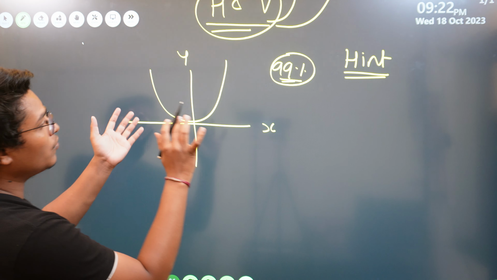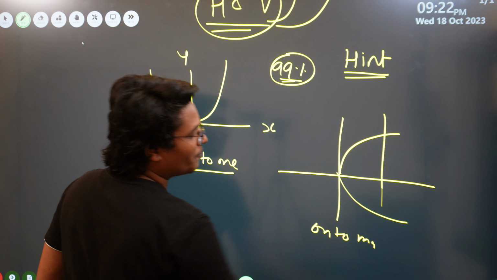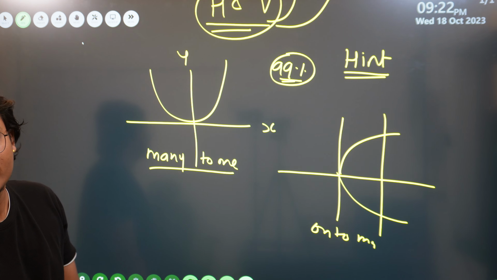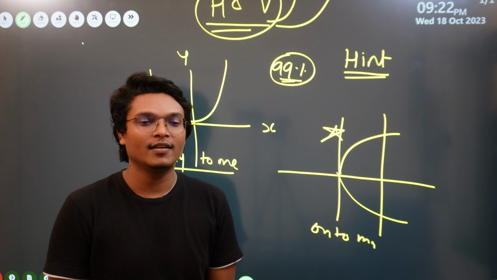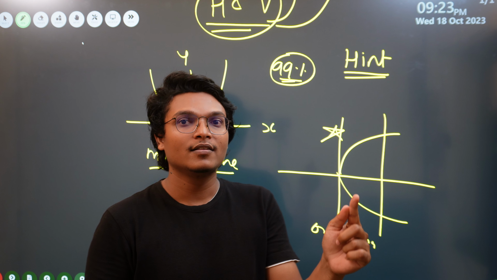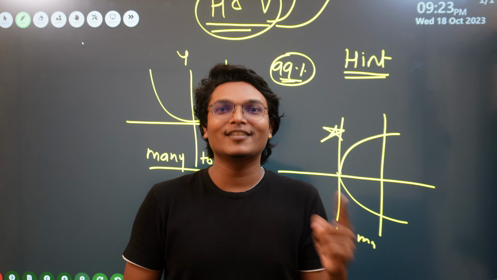Yes or no? This is a many to one function, correct? This is becoming one to many functions, right? Isn't it failing the vertical line test? So will it be a function? No. That's why many to one functions, sorry, one to many functions can never be inverse functions.